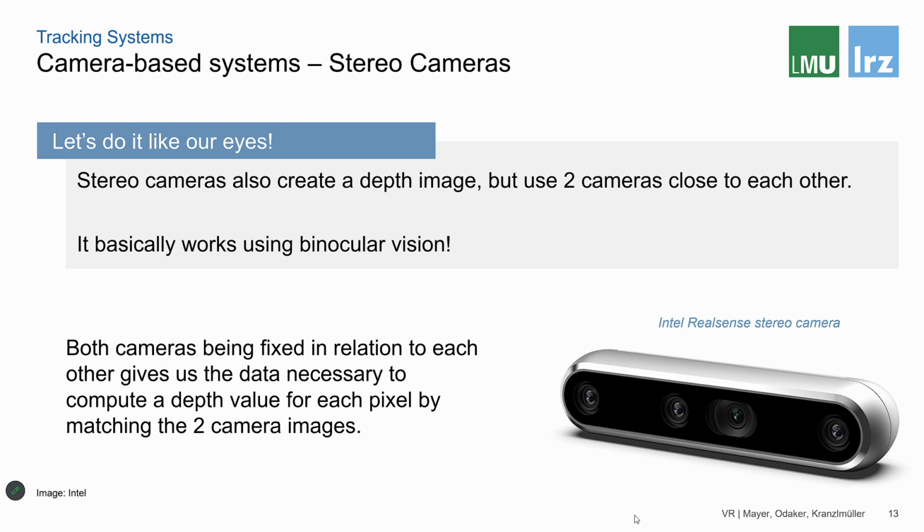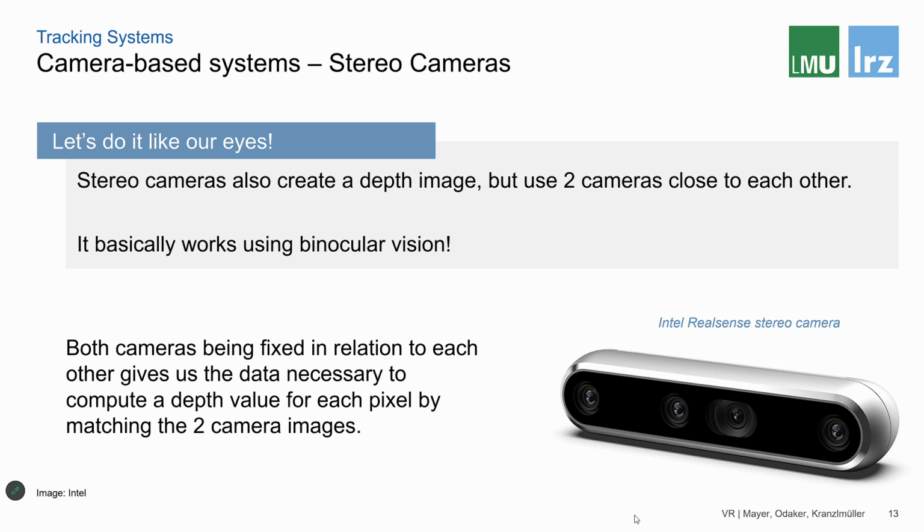And stereo cameras don't have any type of special depth sensor. Instead, they create the depth image by using two RGB cameras. So they basically work like our eyes. You have two cameras, you know the distance between them, and you get two RGB color images. By having both these images and knowing where they are in relation to each other, you can match the two images, compute corresponding points, and therefore compute a depth value for each pixel from the two camera images.